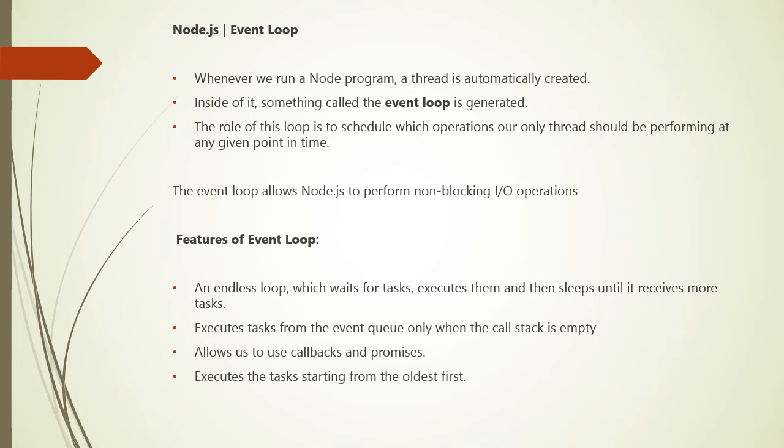Now consider the various features of the event loop. The event loop is an endless loop which waits for tasks, executes them, and then sleeps until it receives more tasks. The event loop executes tasks from the event queue only when the call stack is empty. That is, there is no ongoing task. The event loop allows us to use callbacks and promises. The event loop executes the task starting from the oldest first.